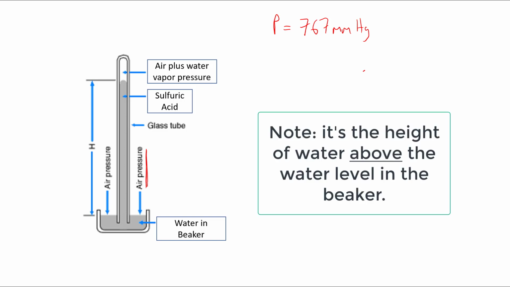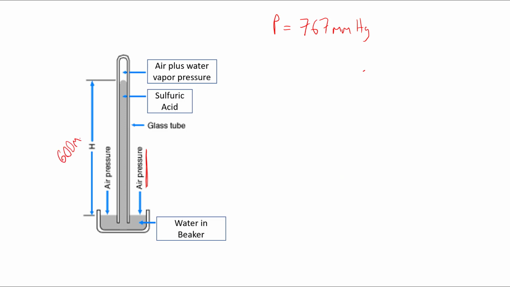In our particular experiment, we have a height of water, and this ends up being 600 millimeters in this example. That's 600 millimeters of water. What we also have is a certain amount of air plus the water vapor pressure. Remember, when we have some water sitting in a beaker, it gives off a certain amount of pressure that comes from the water molecules evaporating at that particular temperature.